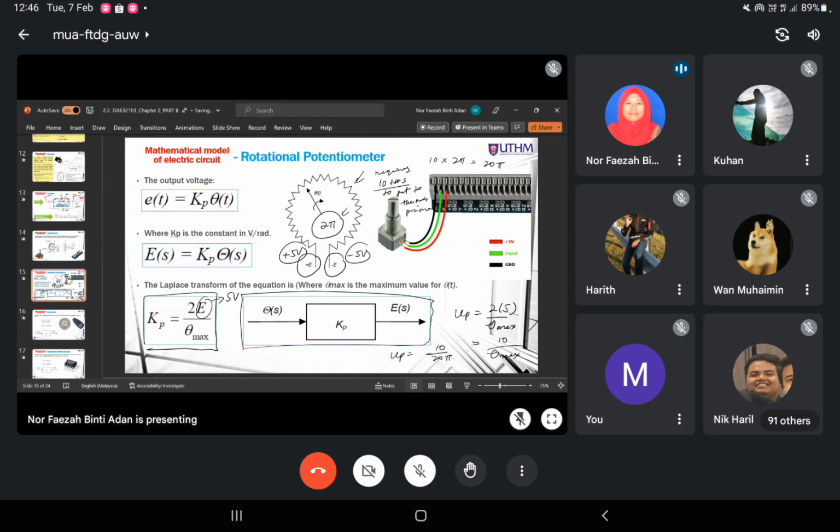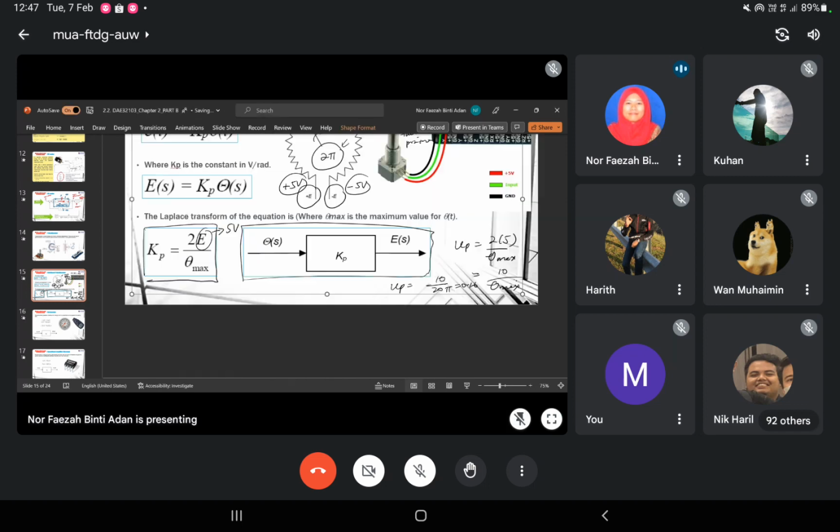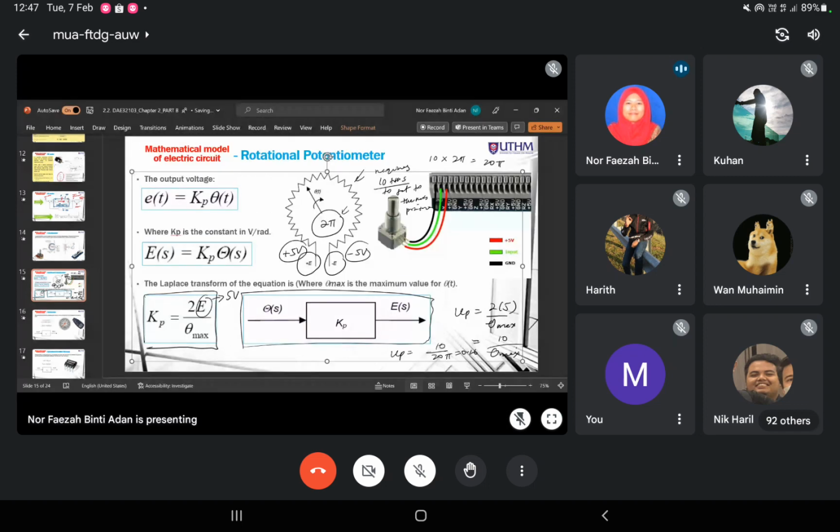So guna calculator you akan dapat value lah. 10 over 2 pi ni berapa? Saya pun tak ingat. Ini guna calculator. 10 bagi 20 pi sama dengan 0.16. Okay, so you dapat Kp equals to 0.16. Okay, so convert dalam bentuk block diagram, Kp ni equals to 0.16.